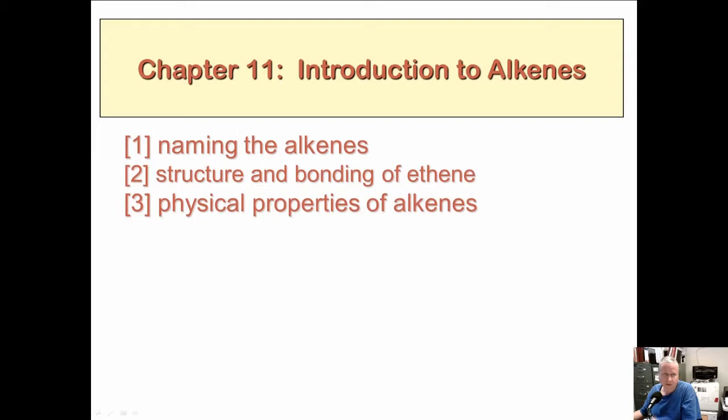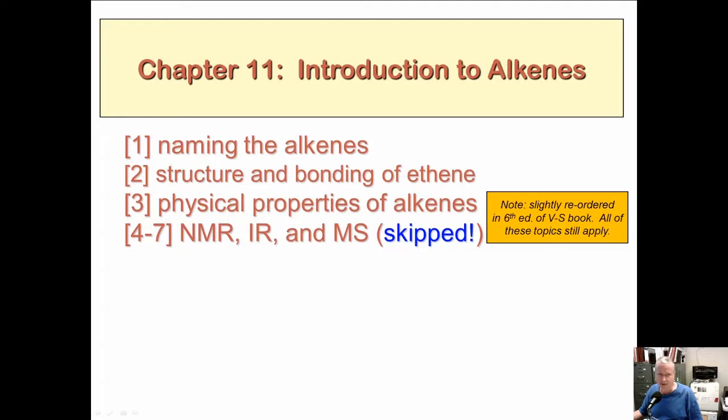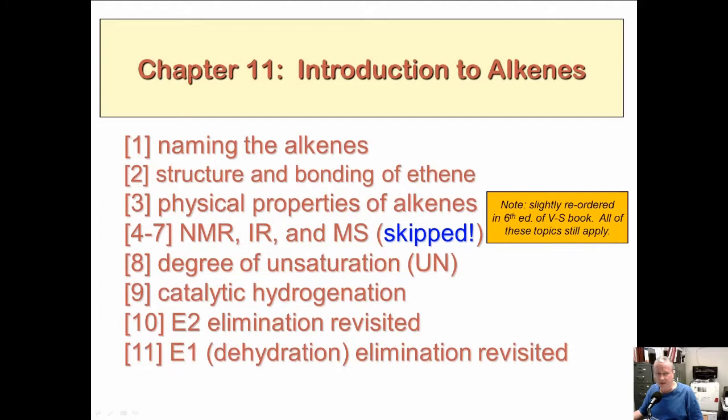Physical properties like boiling point and things like that. There are some topics, NMR, IR, and mass spec. We're not skipping these. We are skipping these, actually. NMR is a huge topic in Organic 2. We're not going to really talk about it in Organic 1. Okay, let's see. And then degrees of unsaturation is pretty important, so we're going to review this and learn about it a little bit.